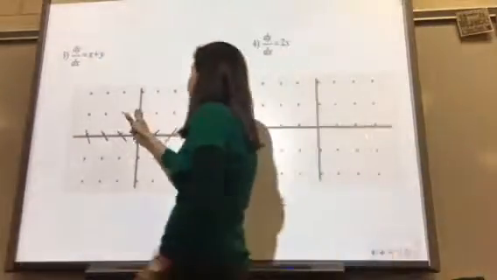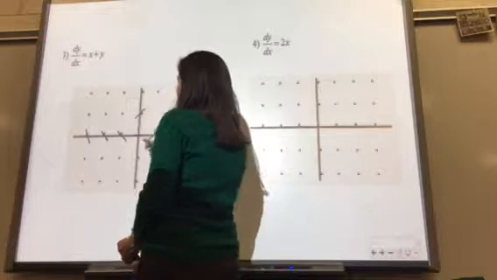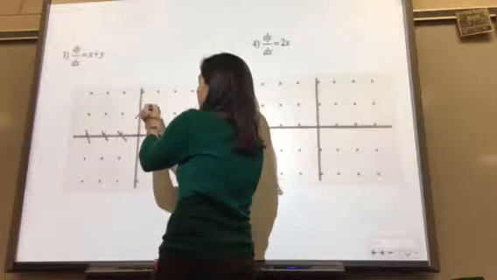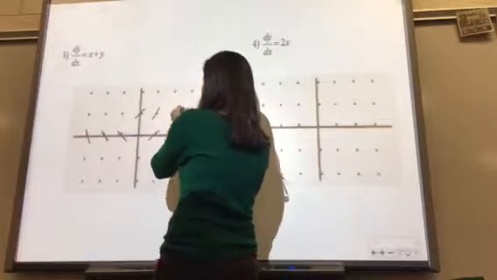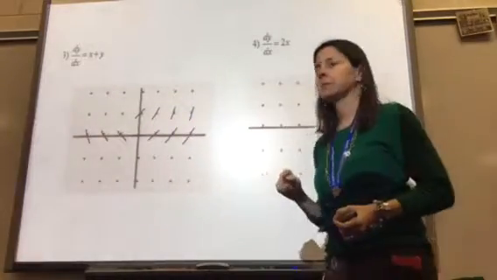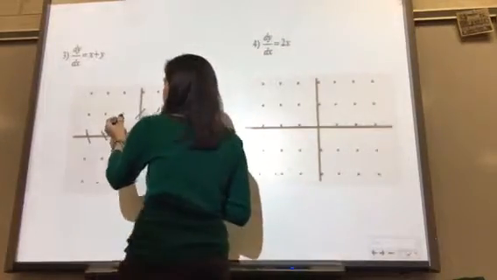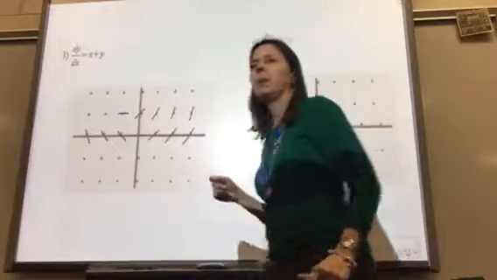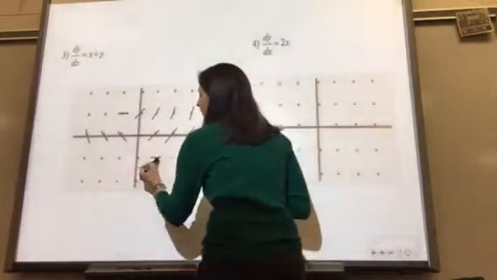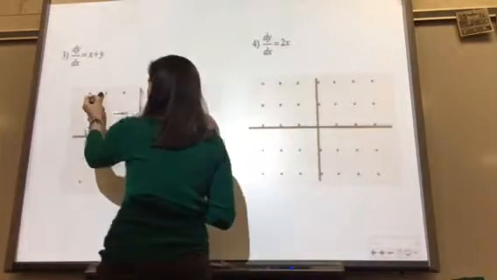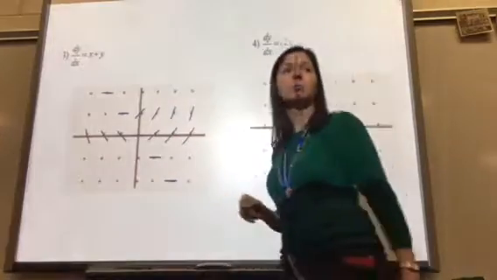Let's go 0, 1. If I go 0, 1, my slope is 1, right? If I go 1, 1, what's my slope now? 2. If I go 2, 1, my slope is 3 and 4. Let's go negative 1, 1. What happens at negative 1, 1? Oh, baby. We have a slope of 0. Do we agree with that? Yeah. And do we agree that at any of the ones that are opposite of each other, like negative 2, 2, or 2, negative 2, it'll be 0? Okay.